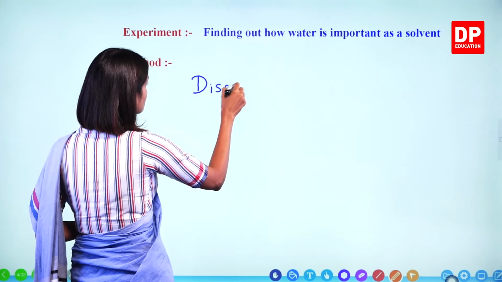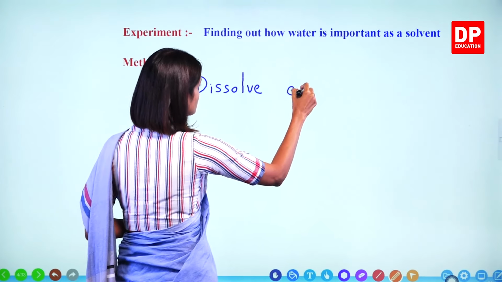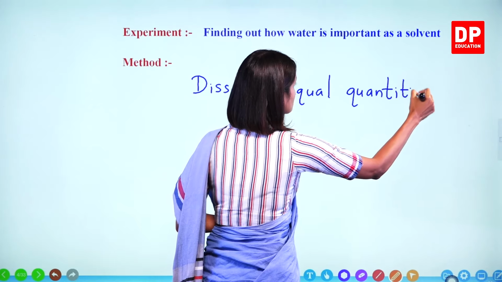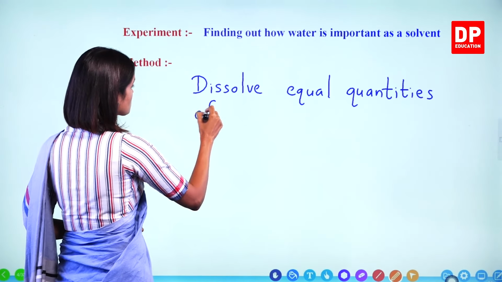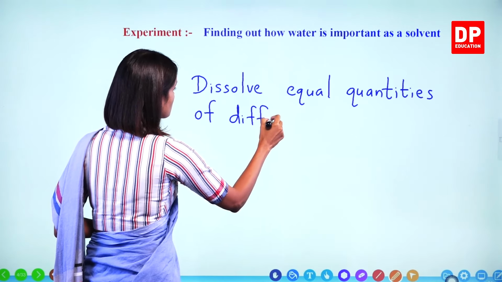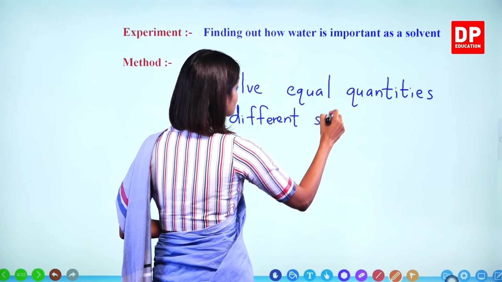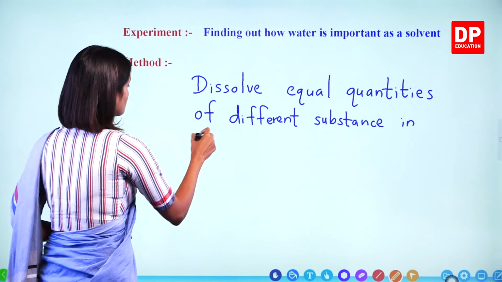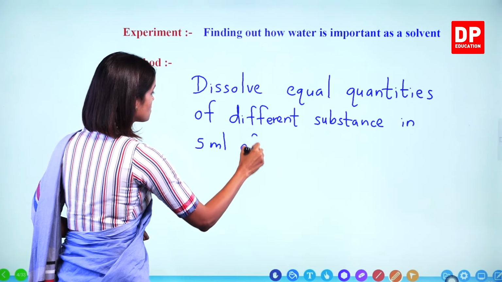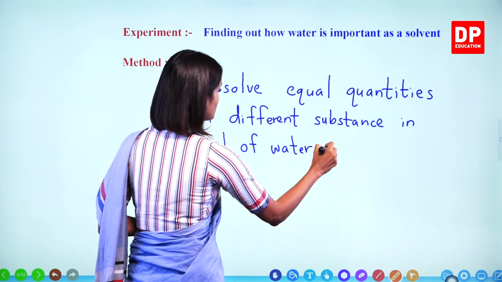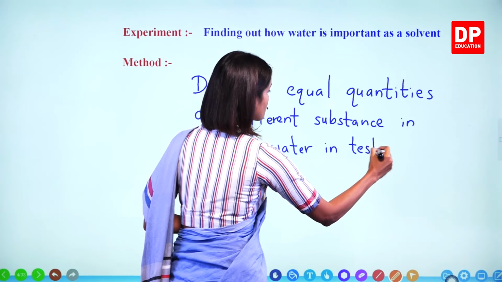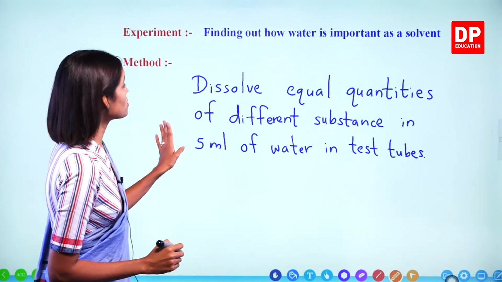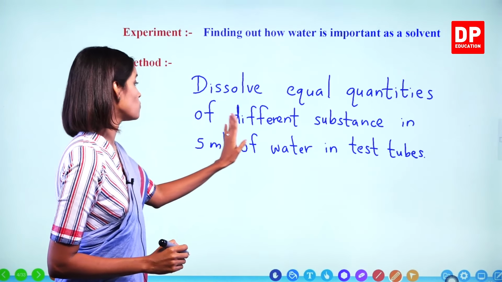Dissolve equal quantities of different substances in 5 milliliters of water in test tubes. Right? Dissolve equal quantities of different substances in 5 milliliters of water in test tubes.